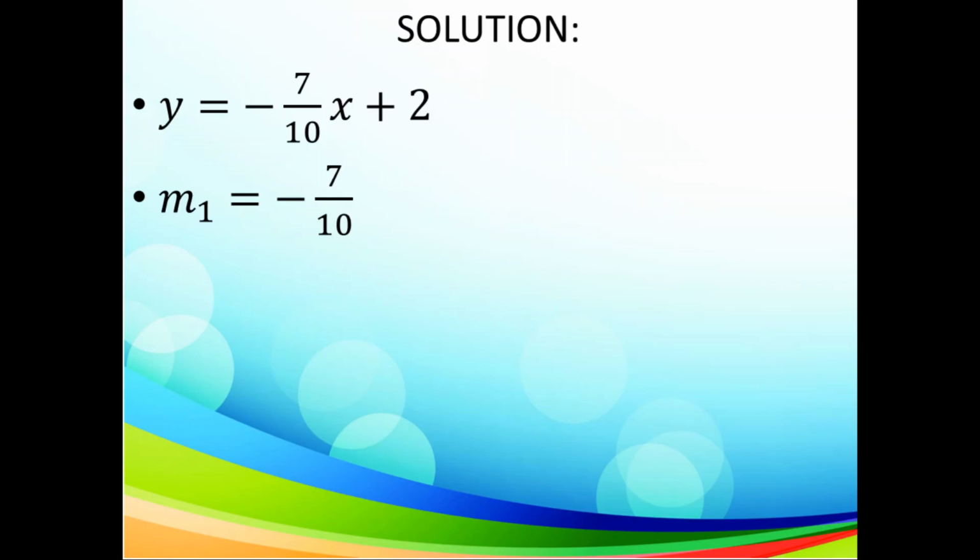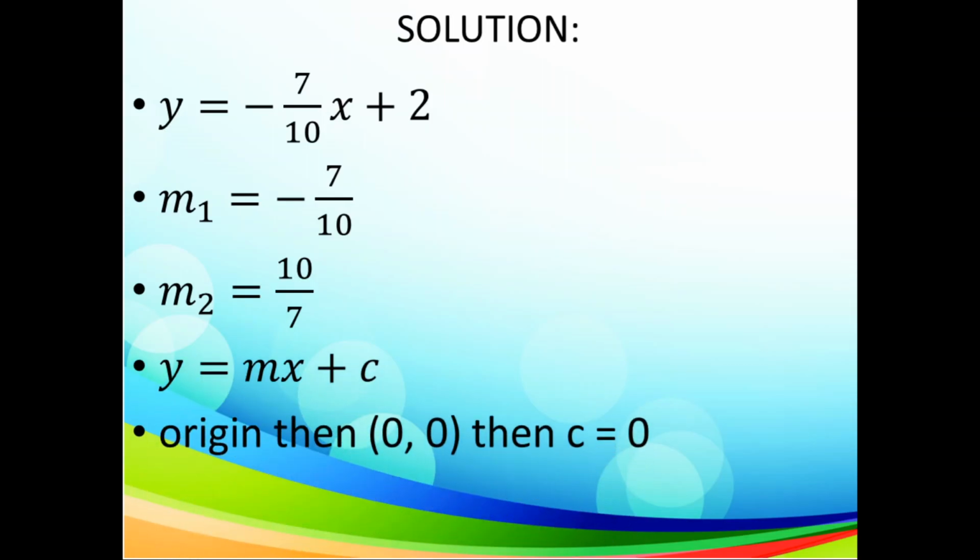to find the gradient of the second line, all we need to do is flip the gradient of the first line, in other words find the reciprocal, and change its sign. If I flip it, it becomes 10/7, and if I change the sign, it goes from negative to positive. So the gradient of the second line is 10/7. Now, if it passes through the origin, which has coordinates (0, 0), then the y-intercept c is equal to 0. So our answer for our second line is simply y = 10x/7.